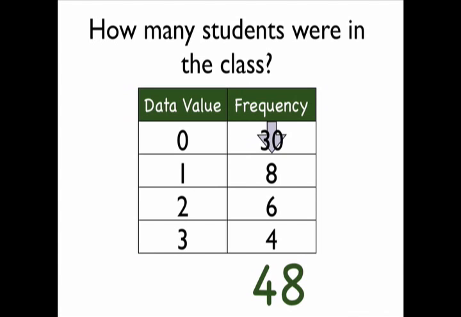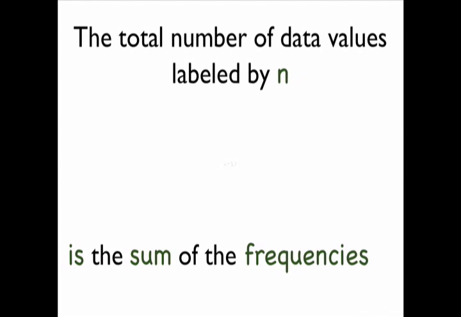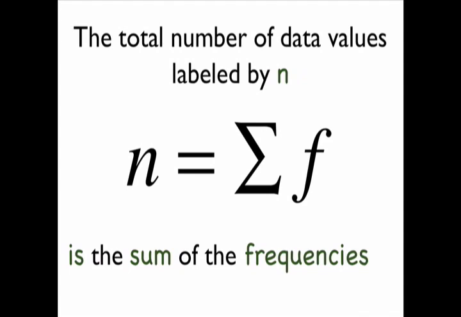How many students were in the class? Adding the frequency, the 30 students that answered 0, the 8 that answered 1, and the 6 that answered 2, combined with the 4 that answered 3, gives us 48 answers, representing 48 students. The total number of data values labeled by the value n is the sum of the frequencies. We can always determine from a frequency table how much data was collected by simply adding the frequencies.